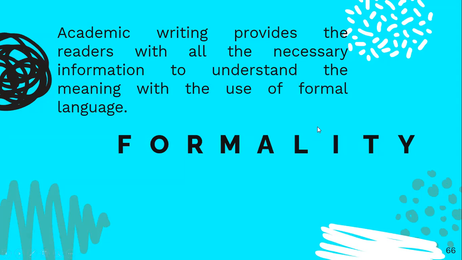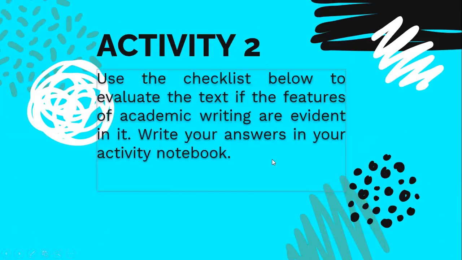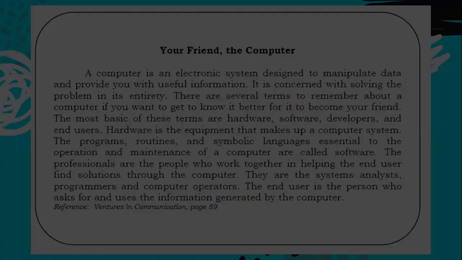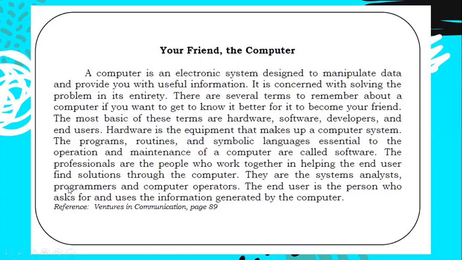Next. Activity 2. Use the checklist below. There will be a checklist after the next slide, to check if the features of academic writing are evident. Let me see if you can still write your answers on your notebook. Okay. Try to read this. If you have your module with you or if you have downloaded the module, I think I've uploaded the module on the e-library. You can actually see this. I have my actual module.